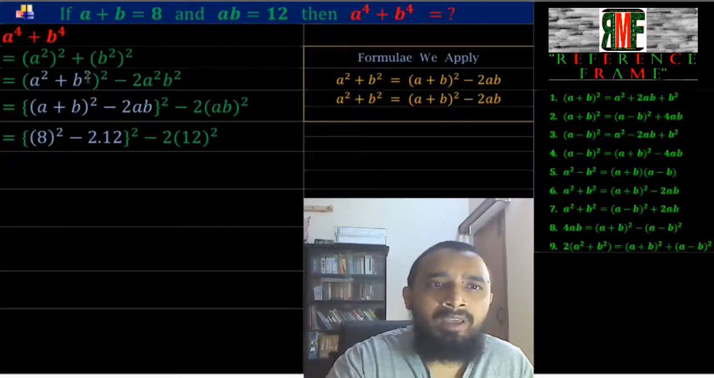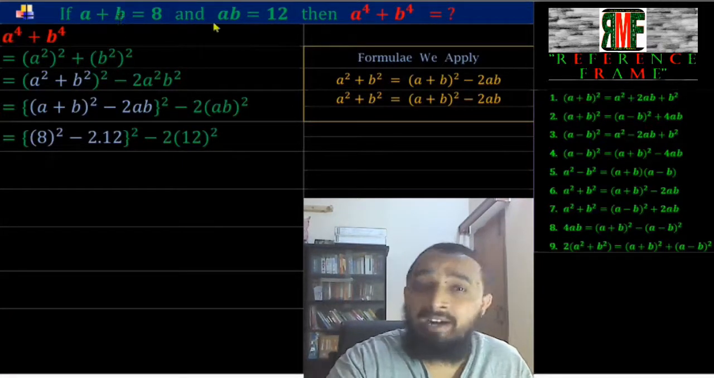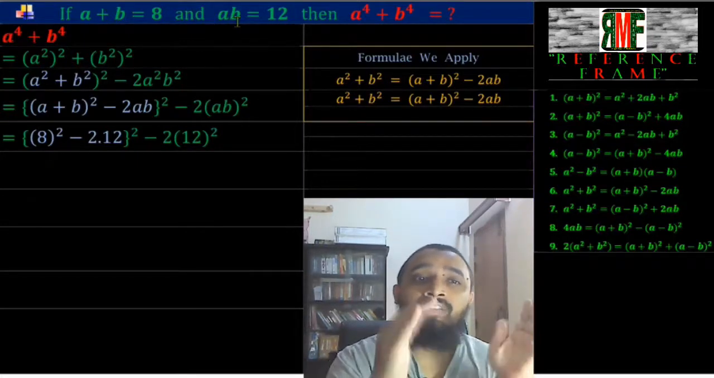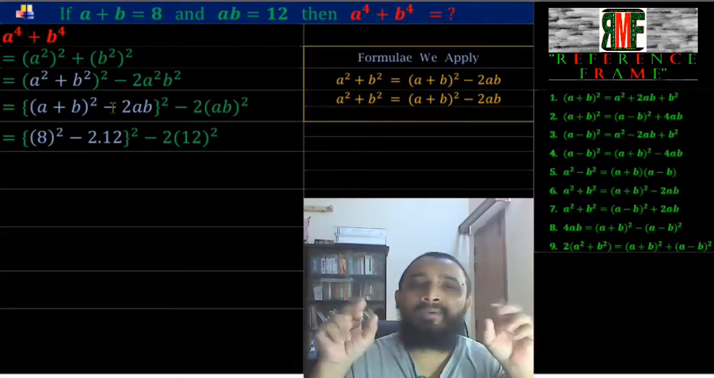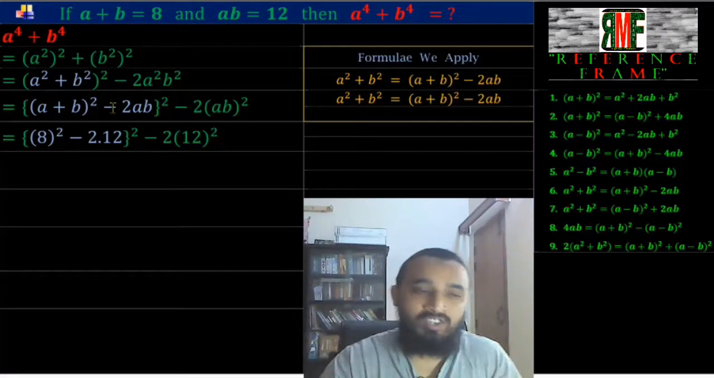Instead of this part, we introduced half and 2 because the values of a plus b and a minus b were given. But this time, since the values of a plus b and ab are given, instead of introducing half and 2, we just directly apply the corollary. Okay, this is how we relate our given information with our destination.